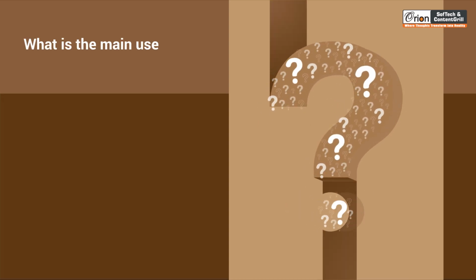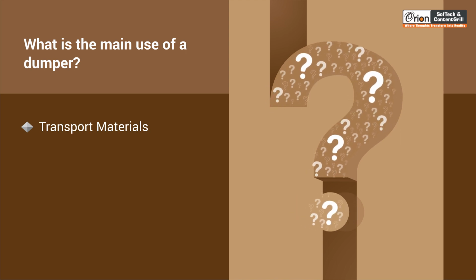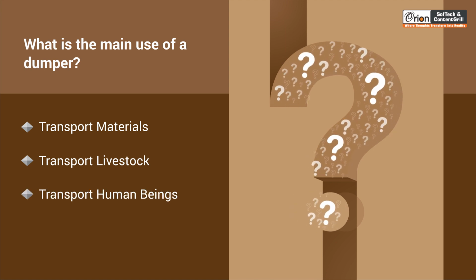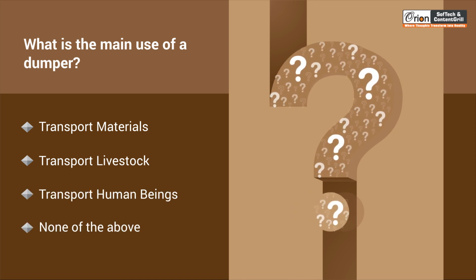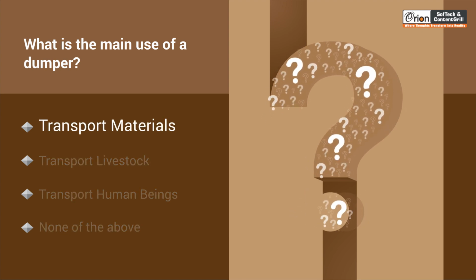What is the main use of a dumper? Transport materials, transport livestock, transport human beings, none of the above. Yes, you guessed it right. It's transport material.